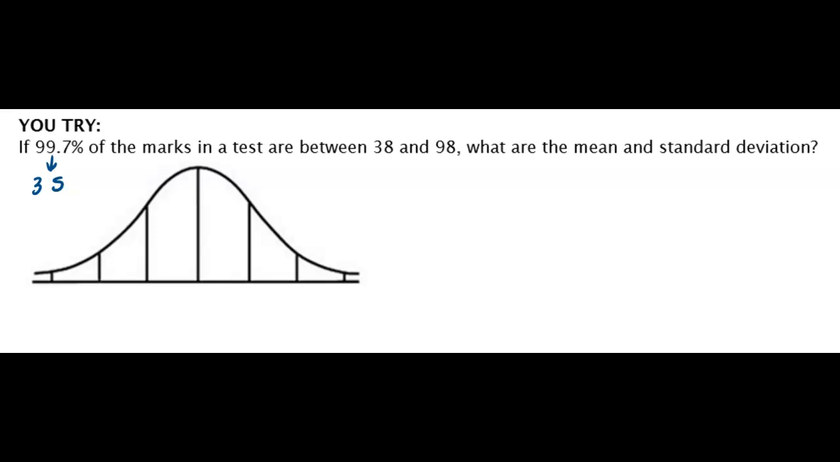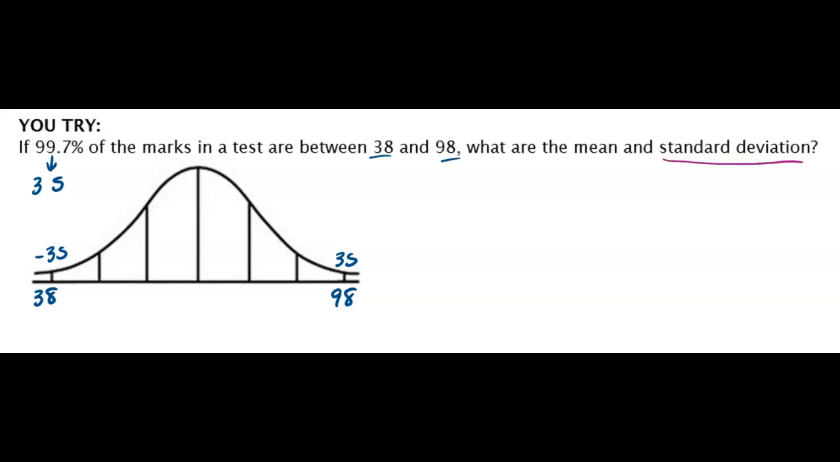So that means if I count 3 lines over from the middle going left and right, that's where my 2 numbers are going to be labeled. So 3 standard deviations to the left is right here, so I'm going to label that 38. 3 standard deviations to the right is here, so I'm going to label that 98. Okay, so now we're going to figure out standard deviation first.